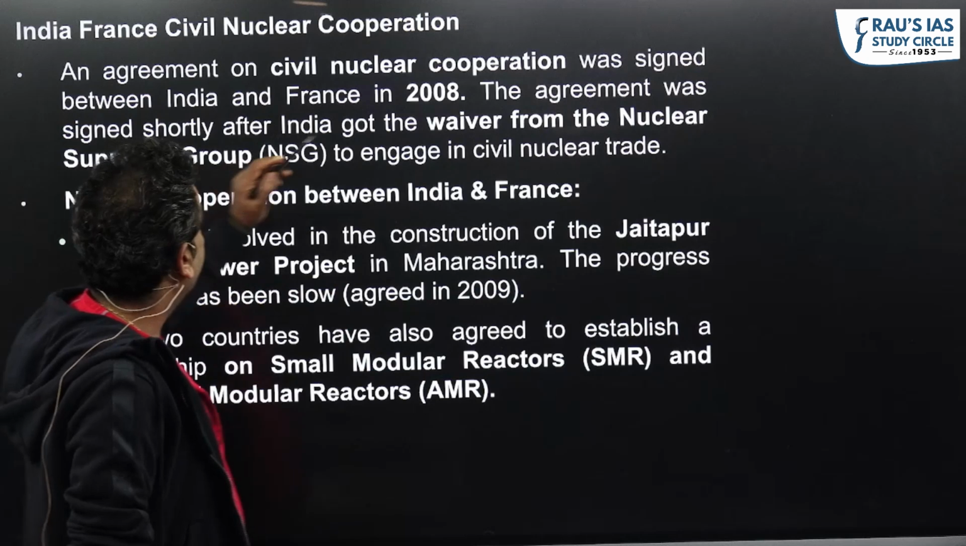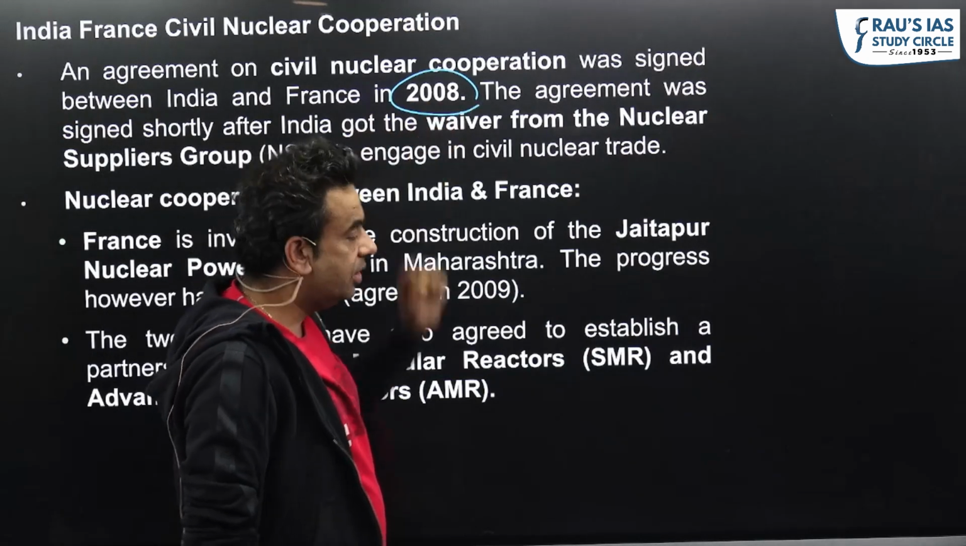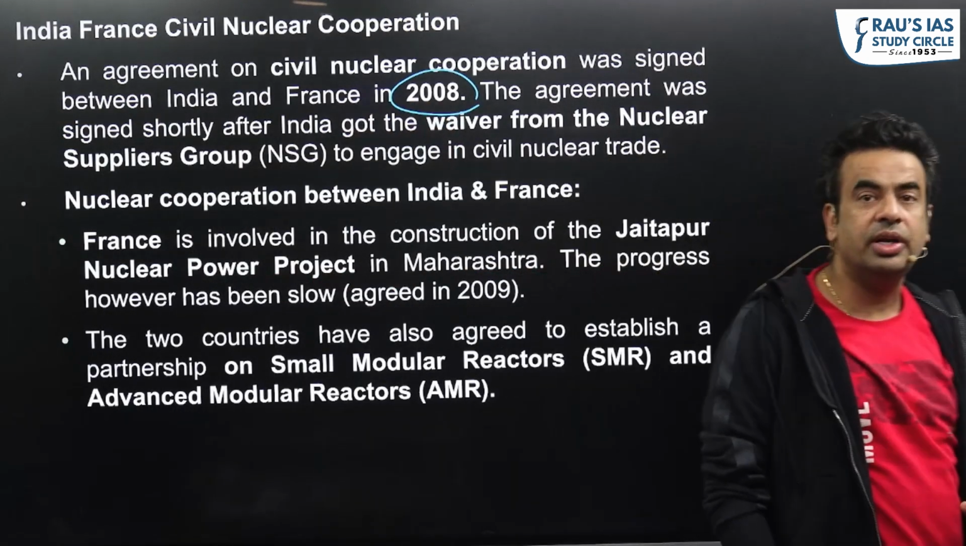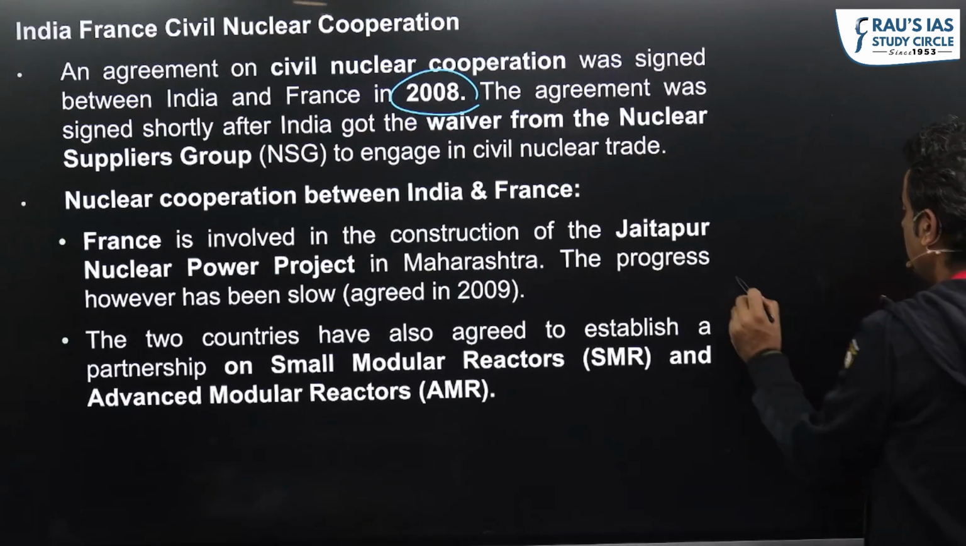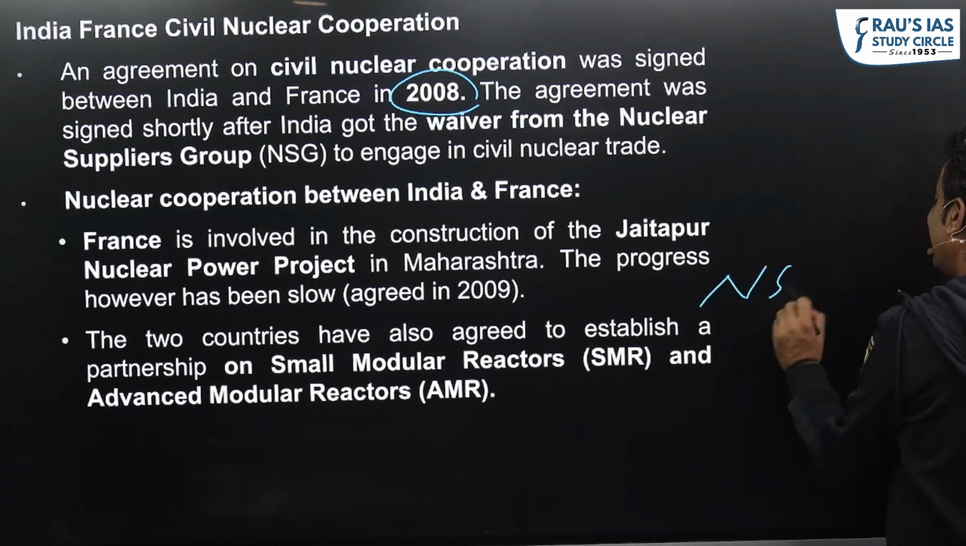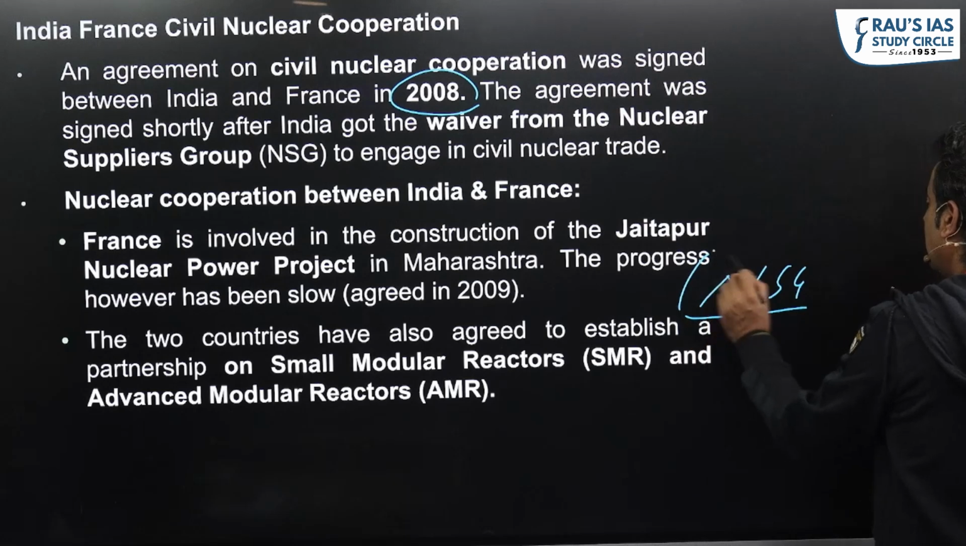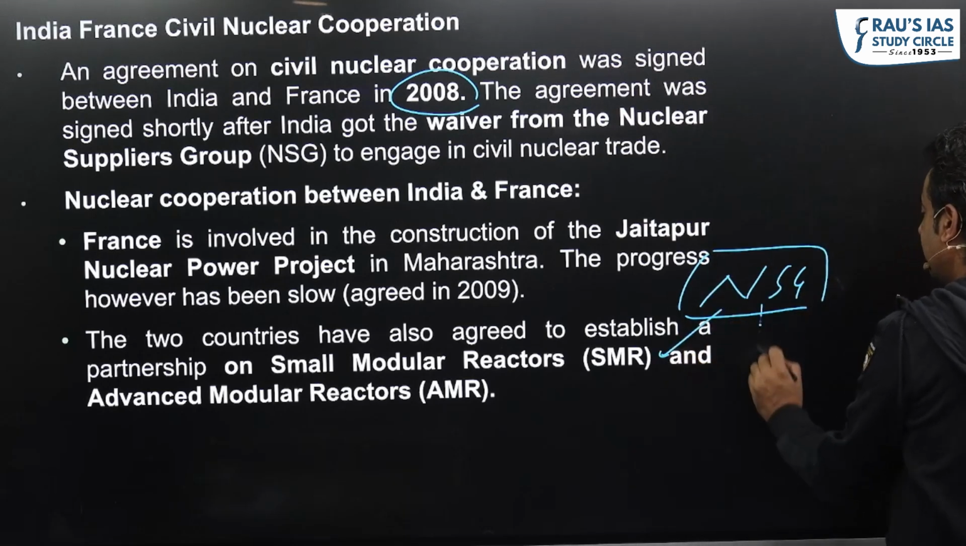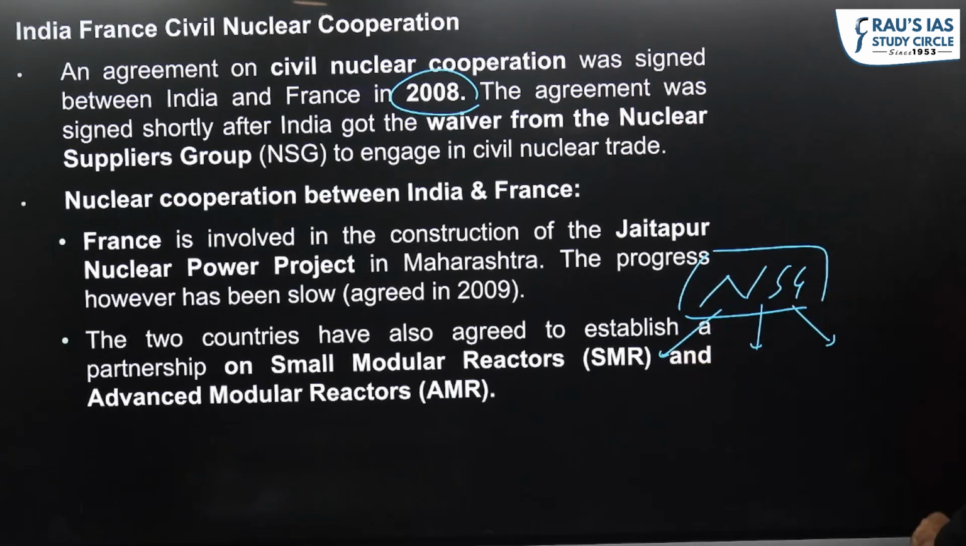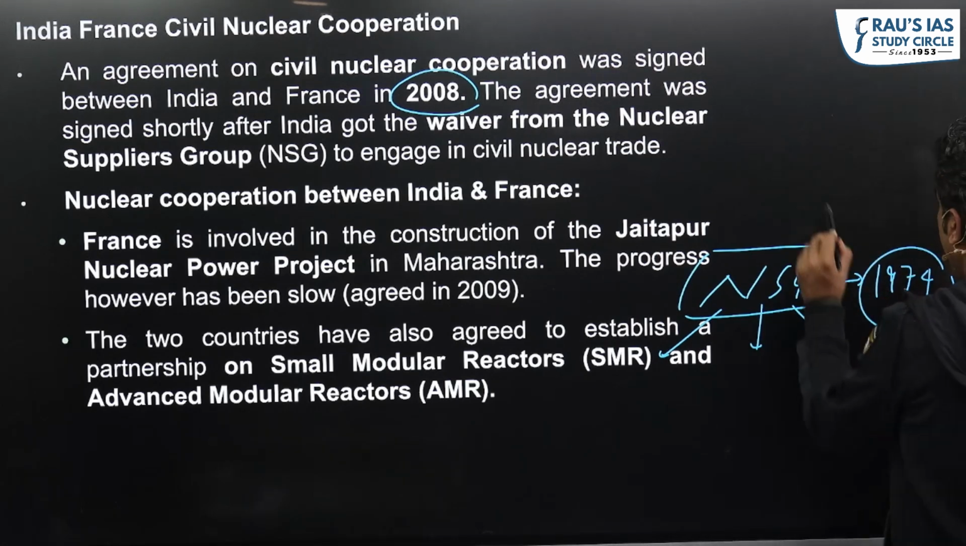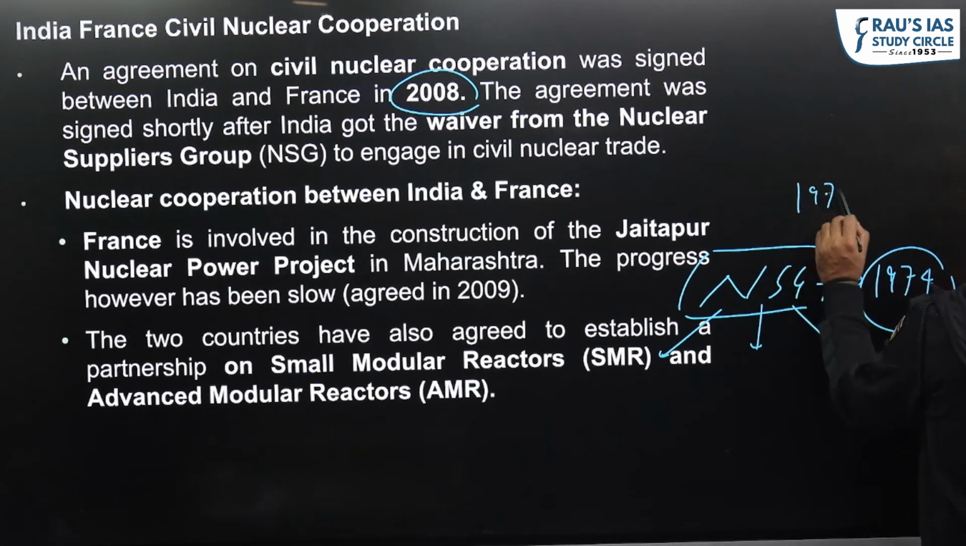So the India-France nuclear deal was signed in 2008. Why was this deal possible in 2008? Because India got a waiver from the NSG. What does NSG stand for? Nuclear Suppliers Group. What you need to know about the NSG is that it was constituted in 1974, the year India went for its first nuclear weapon test.